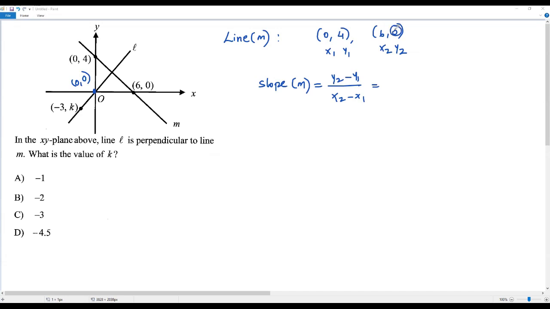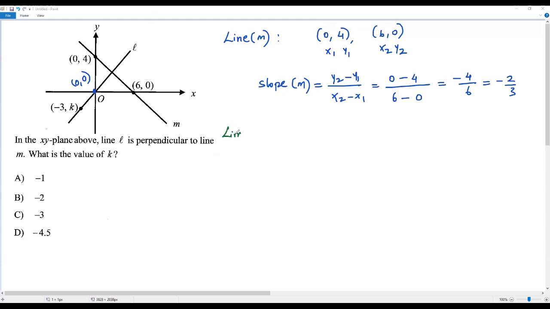And for y2 we have 0, negative, for y1 we have 4. And over for x2 we have 6, and for x1 we have 0. Then we get negative 4 over 6, which can be simplified to negative 2 over 3. Okay, now I got the slope for line M.